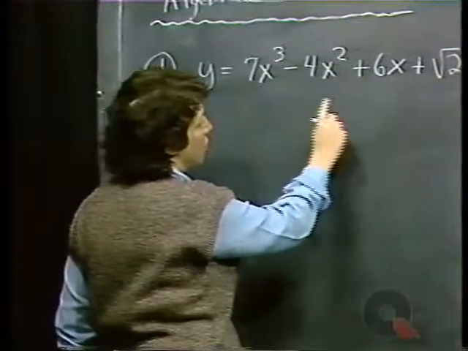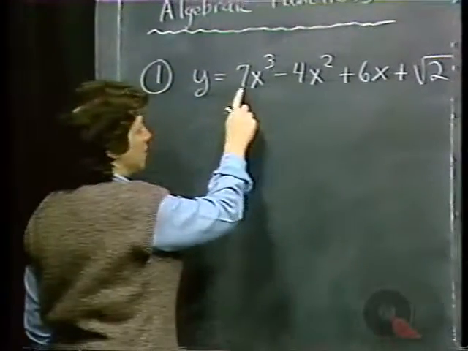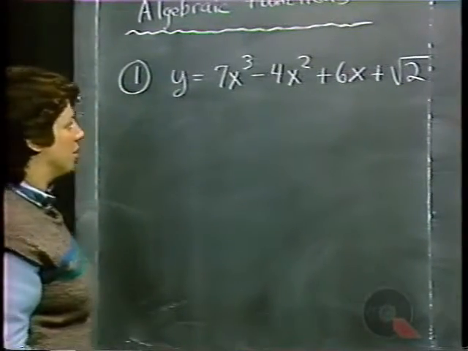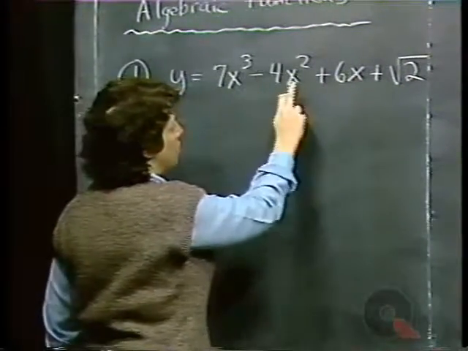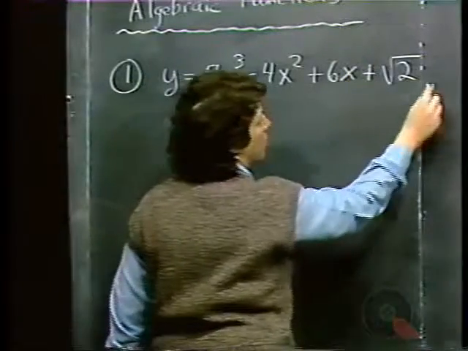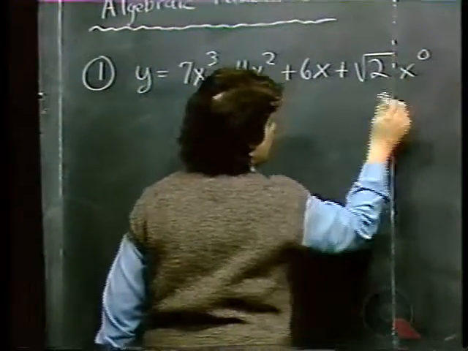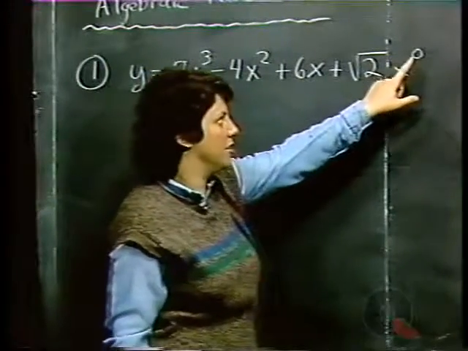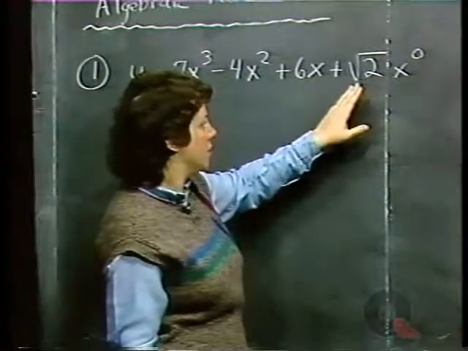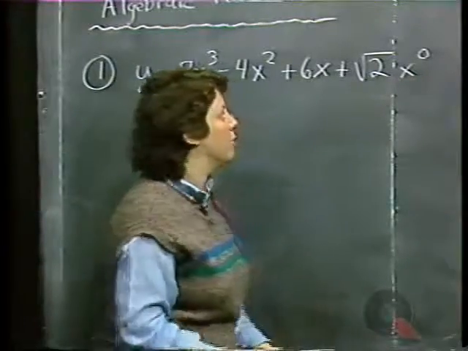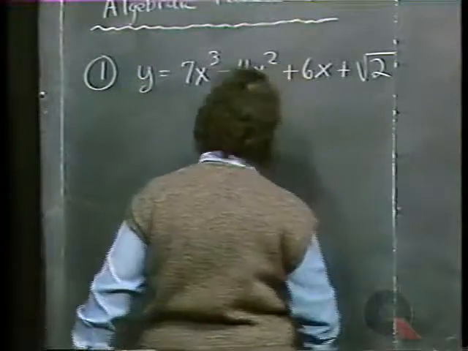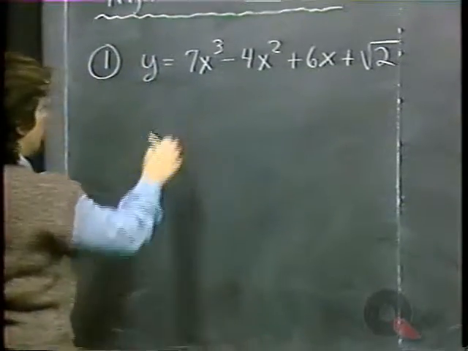It's a sum of terms, each one of which is a constant times x to a power, where the power is a non-negative integer. Okay, third power, second power, first power, and you could still think of this as falling into that category because it's the square root of 2 times x to the 0 being 1. So it's a constant times x to a power, where the power is a non-negative integer. Okay, now we're interested in finding the derivative of this function.